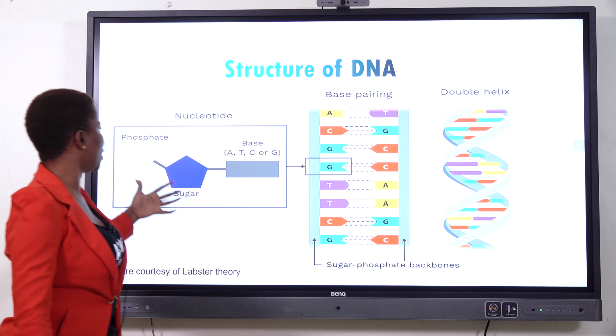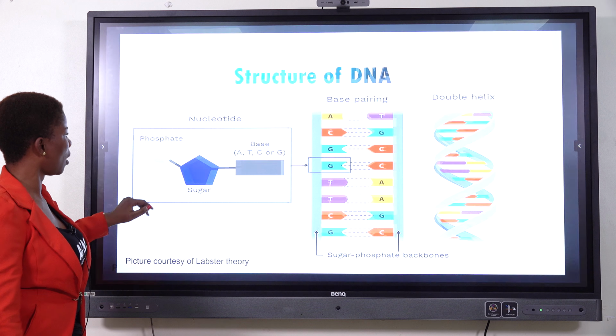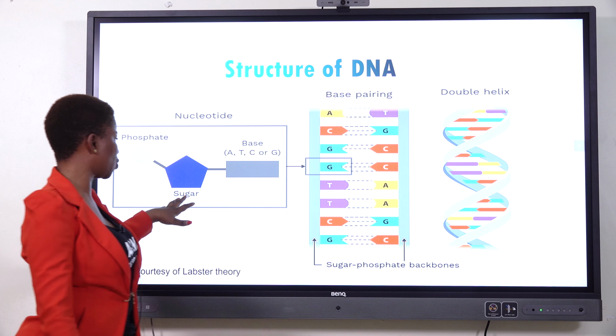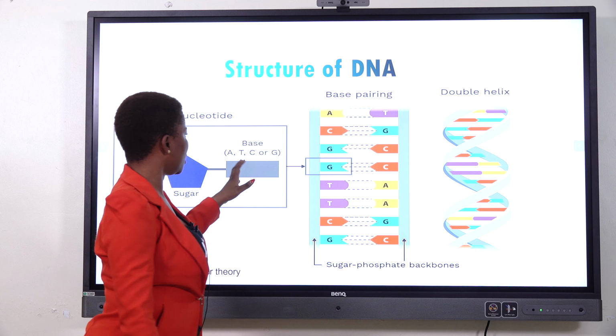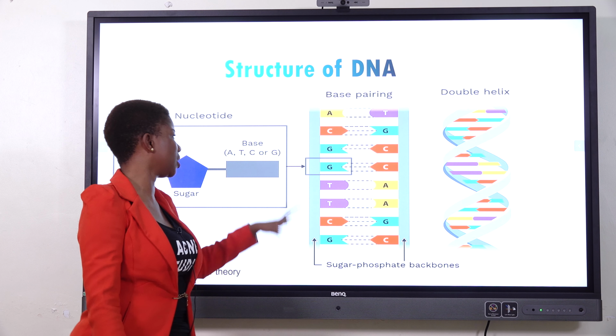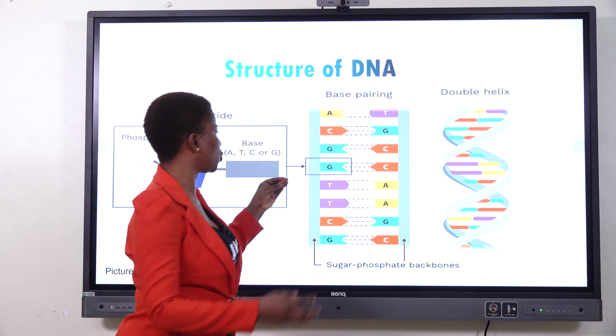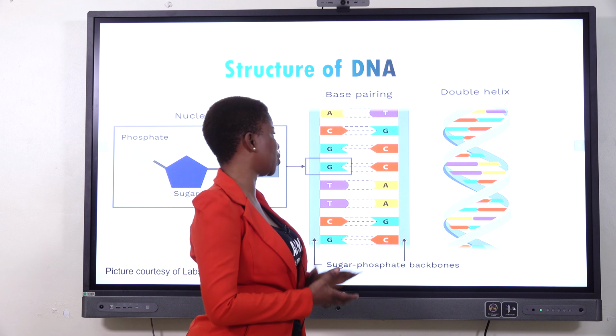Its composition: it consists of the phosphate from phosphoric acid, a sugar, pentose sugar, and the base. These bases are adenine, thymine, cytosine, and guanine. These are nitrogenous bases, and these bases touch each other by hydrogen bonds.